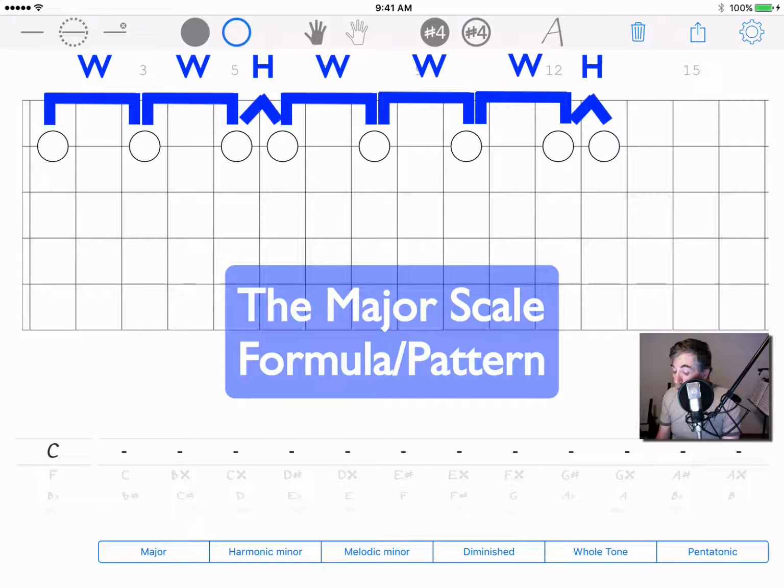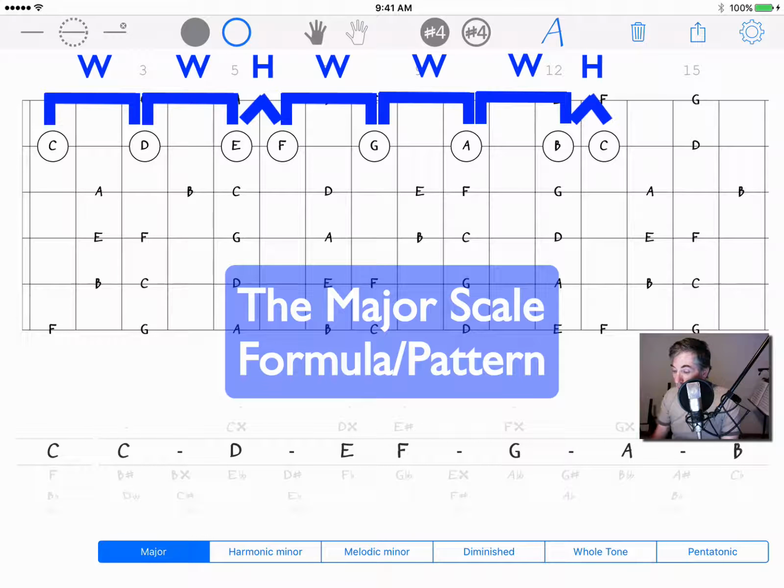So if I were to reveal to you in the key of C, because that's what this is, you'll see that all these white circles will actually have notes pop in them. So I'm just going to reveal it right now. There you go. So C, D, E, F, G, A, B, C.